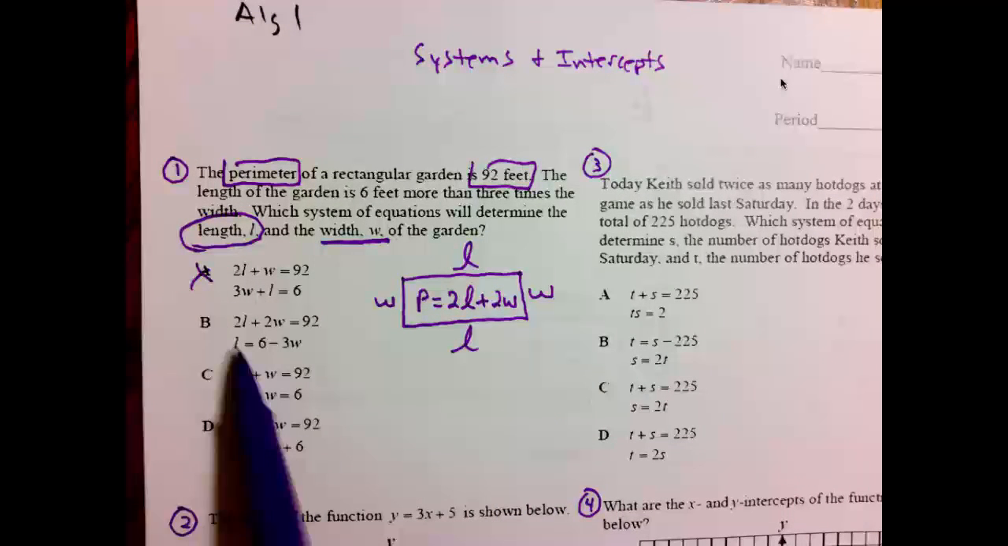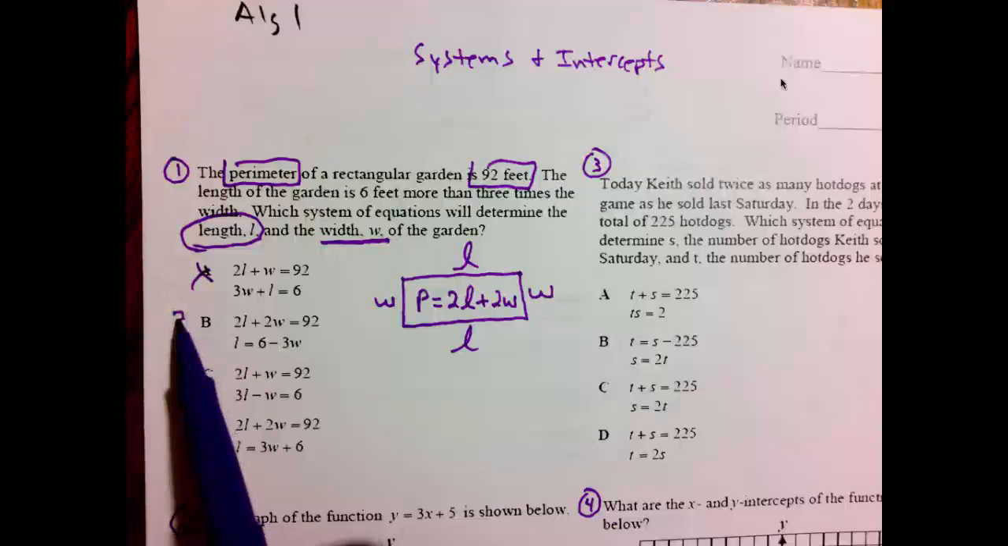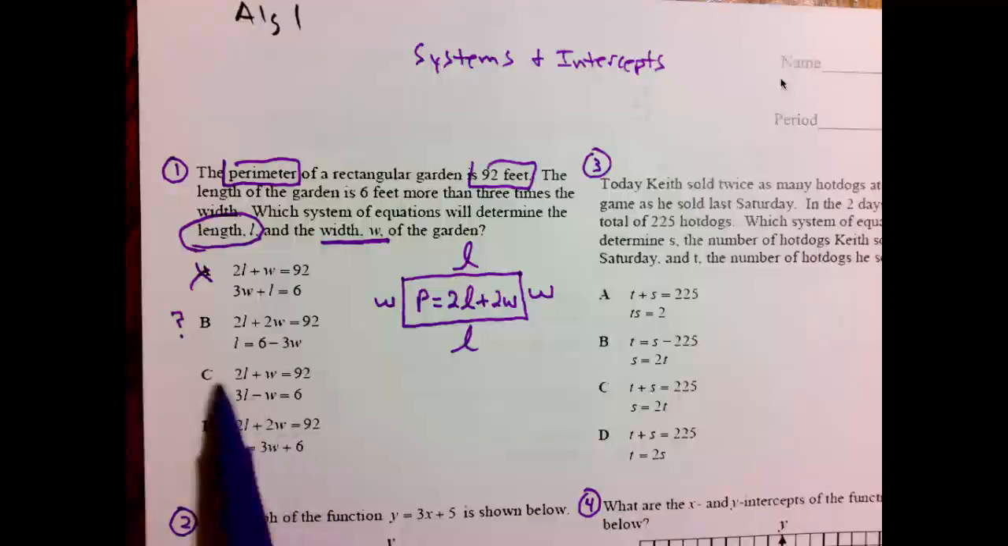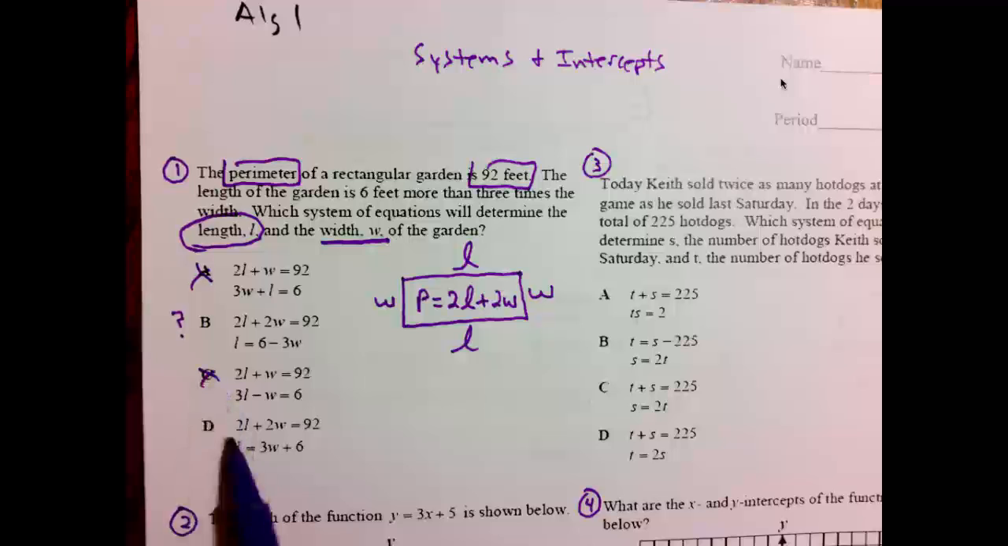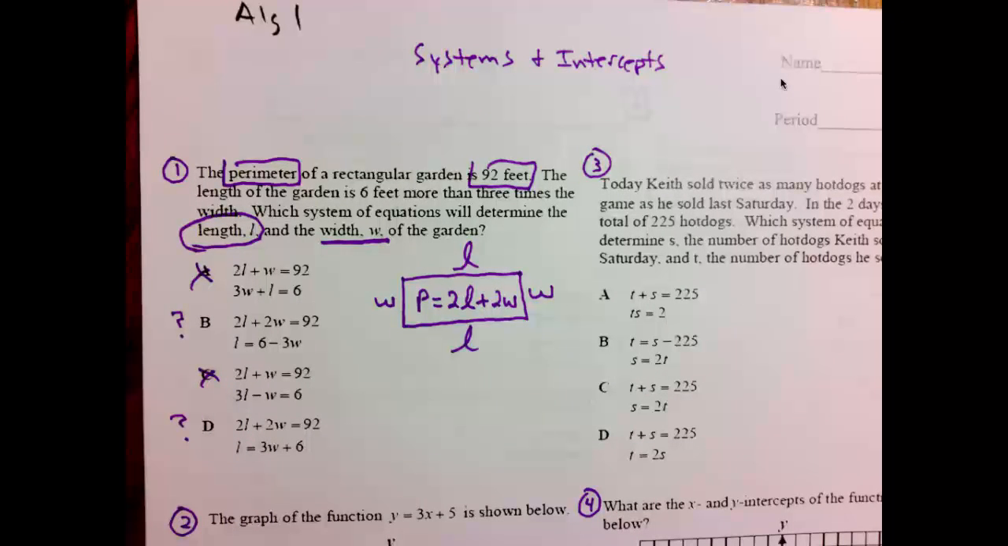Eliminates A. B is a possibility. 2 lengths and 2 widths is 92. Eliminates C. 2 lengths and 2 widths is 92. D is a possibility. Okay.